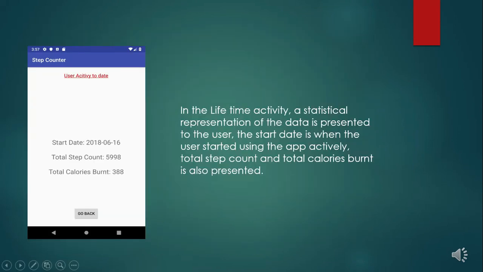In the lifetime activity report, a statistical representation of the data is presented to the user. The start date is when the user started using the app actively. The total step count and the total calories burnt are also presented in this report.